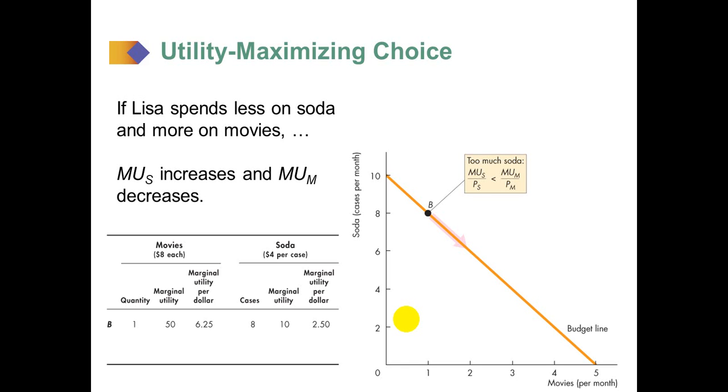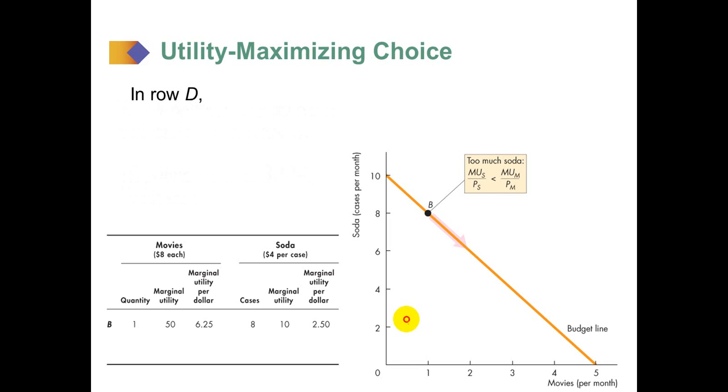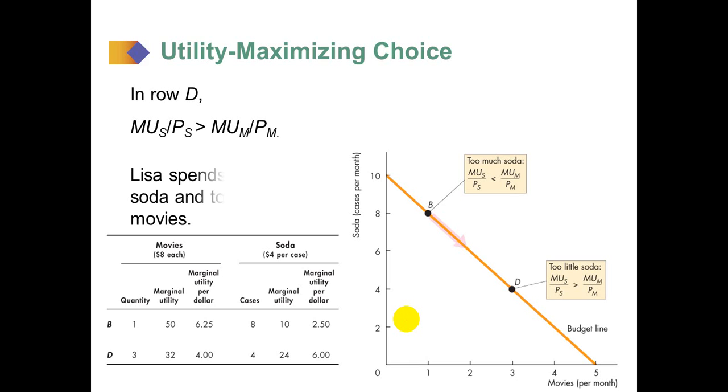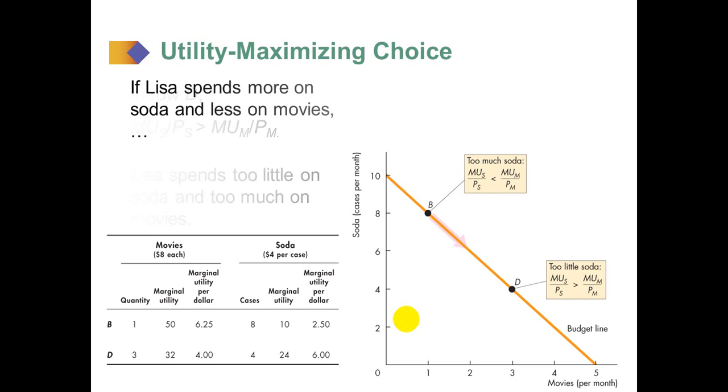If Lisa spends less on soda and more on movies, what will happen? MUS increases and MU, marginal utility for movies, decreases. So we will move to another point D. Too little soda: marginal utility for S divided by PS is greater than marginal utility for M divided by PM. So Lisa spends too little on soda and too much on movies.